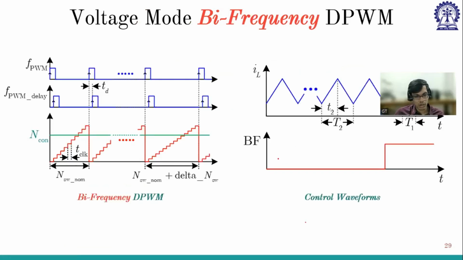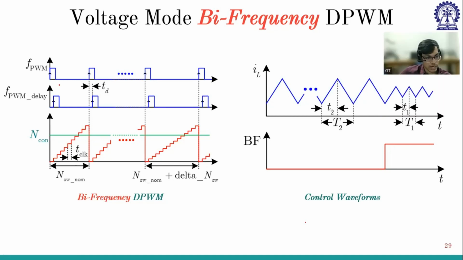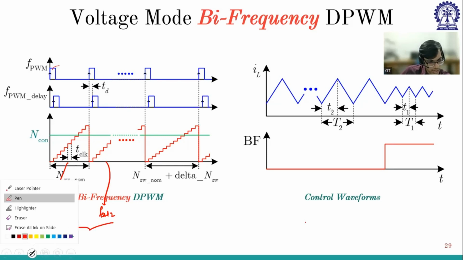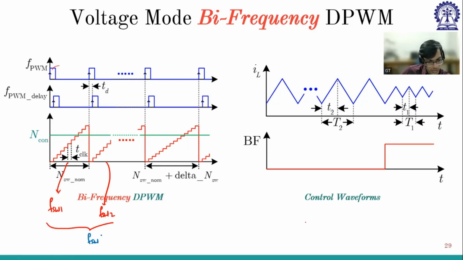So this is how the bifrequency operation is happening. FPWM itself has two different frequencies. In the first cycle it has FSW1, in the second cycle it has FSW2, in the third cycle it has FSW1, and in the fourth cycle it has FSW2. If you take the average, it has the frequency FSW, say 200 kilohertz.